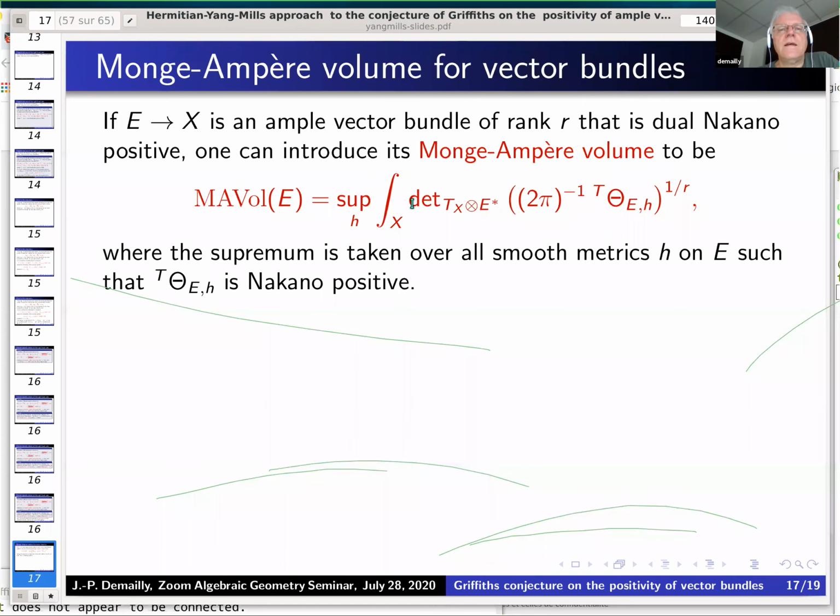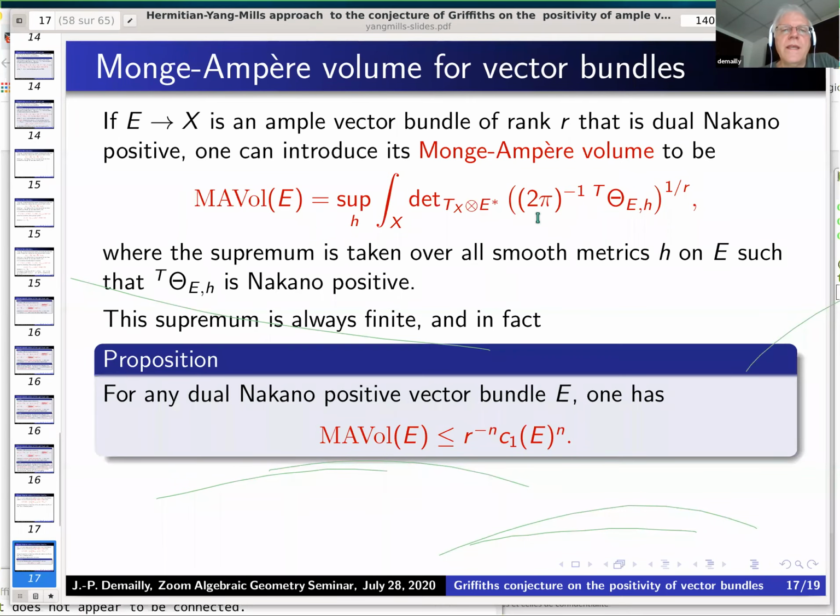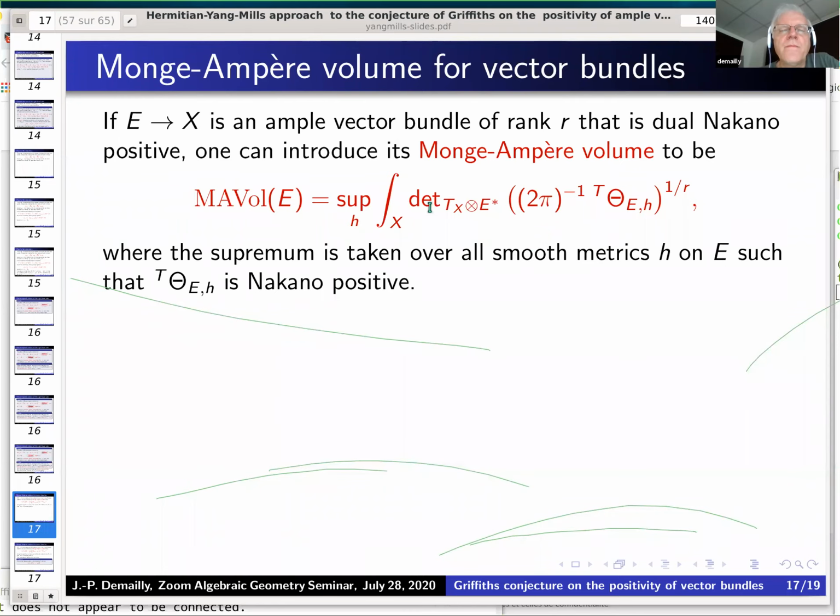Then you can compute this integral and then eventually take the supremum of these integrals for all Hermitian metrics H on E. In case you have a line bundle, it turns out that this integral is independent of H. So you could take the sup, but it's the same for all H because of Stokes' theorem. This is not true for a vector bundle. You have a more complicated form here. It does depend on H.